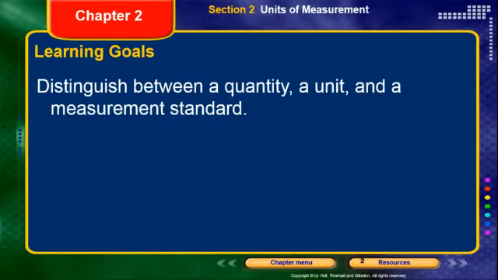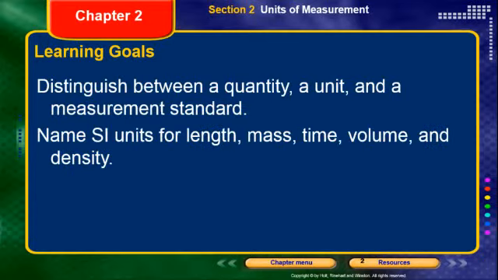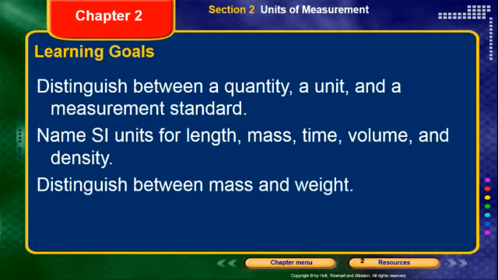Those are going to be fairly abstract ideas for you, but you're going to need to hunker in and run them through your head. Identify the difference. Distinguish. That's the verb there. Name SI units for length, mass, time, volume, and density. Just a heads up, density is going to be a combination of the units of two of those other things we just mentioned. Distinguish between mass and weight.